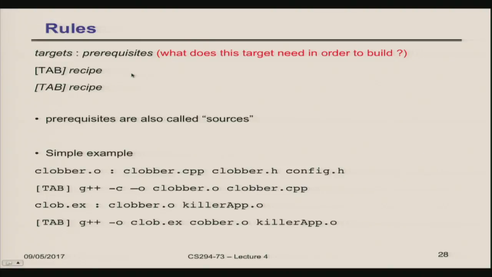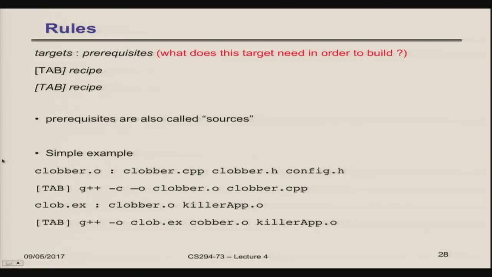So this is going to call the compiler or call a preprocessor or something like that. And you can have multiple of these things. You can have tab recipe, another tab recipe, until you have a blank line. And that would be a rule. So here's a kind of simple example.